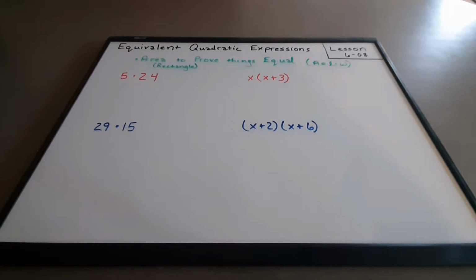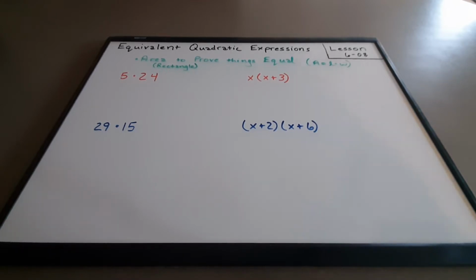I'm looking at lesson 6-8 of the IM. And in this one, we're going to be looking at equivalent quadratic expressions. So the best way to start with this is to understand the area of a rectangle and how that can help us with multiplying quadratics.